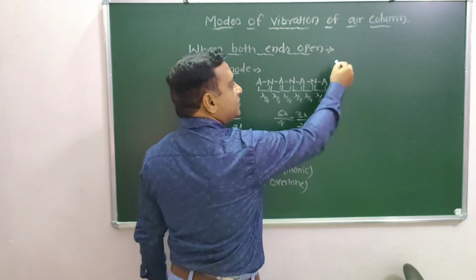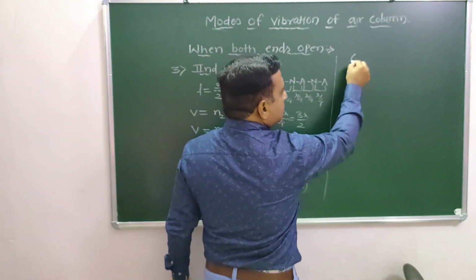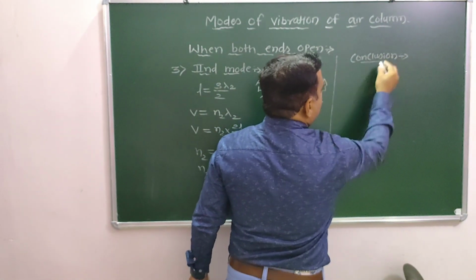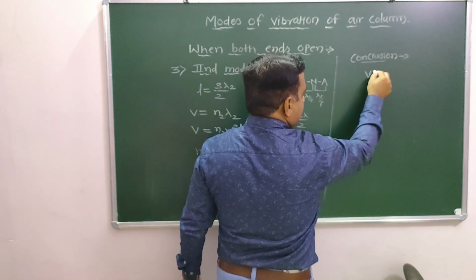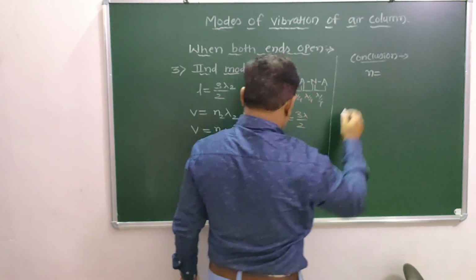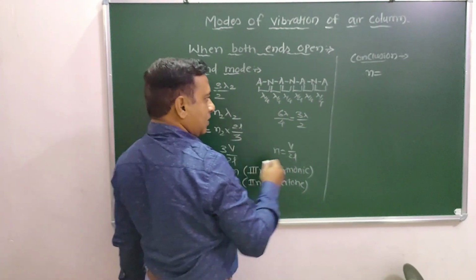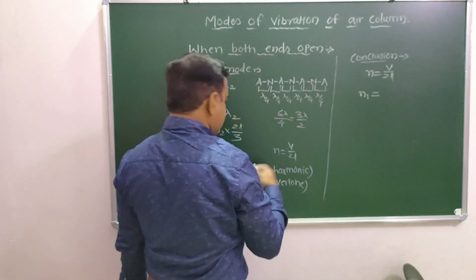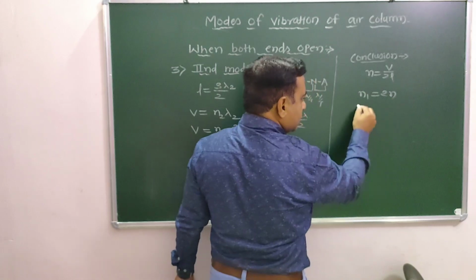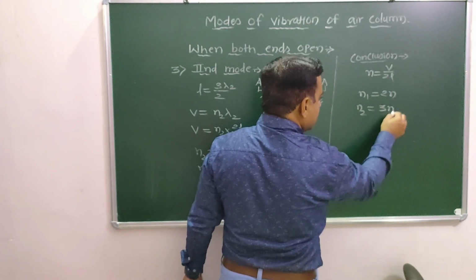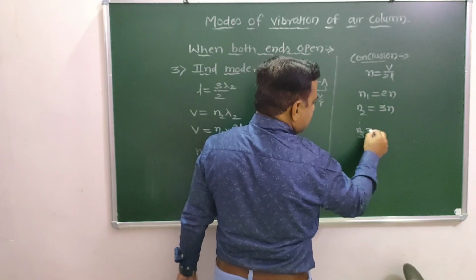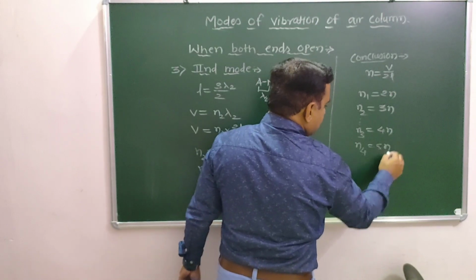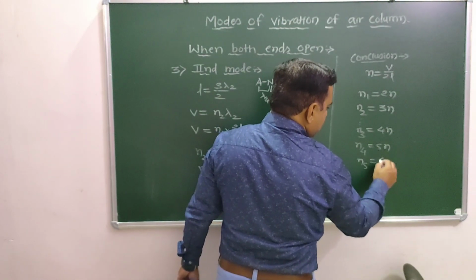Now the concluding part. I'm going to write the conclusion. Conclusion is this one. Sir, we got already N is equal to V upon 2L. Then we have N1 is equal to twice the N. Then we have N2 is equal to thrice the N. Obviously, we draw the conclusion. Next is always 4N continuously, 2, 3, 4. And we have this 5. And then we have N5 is equal to 6N.